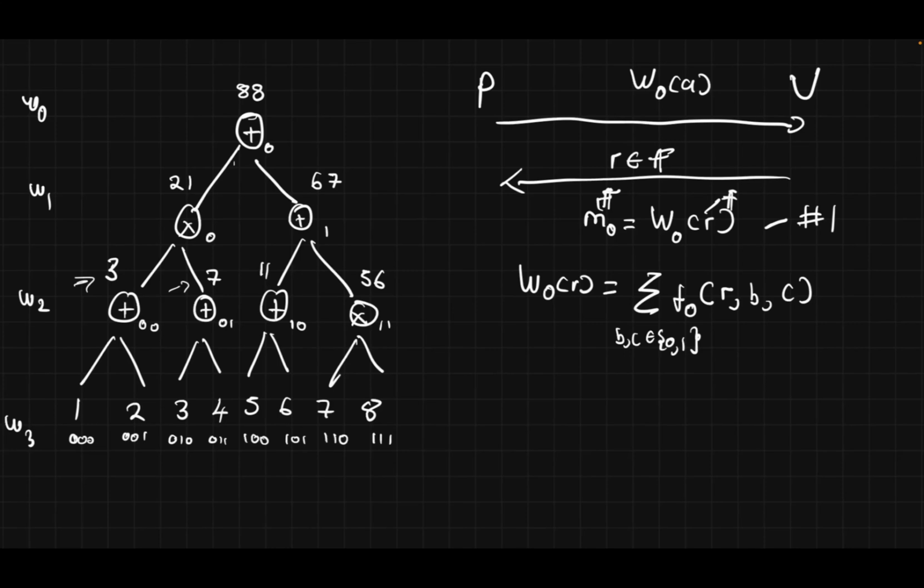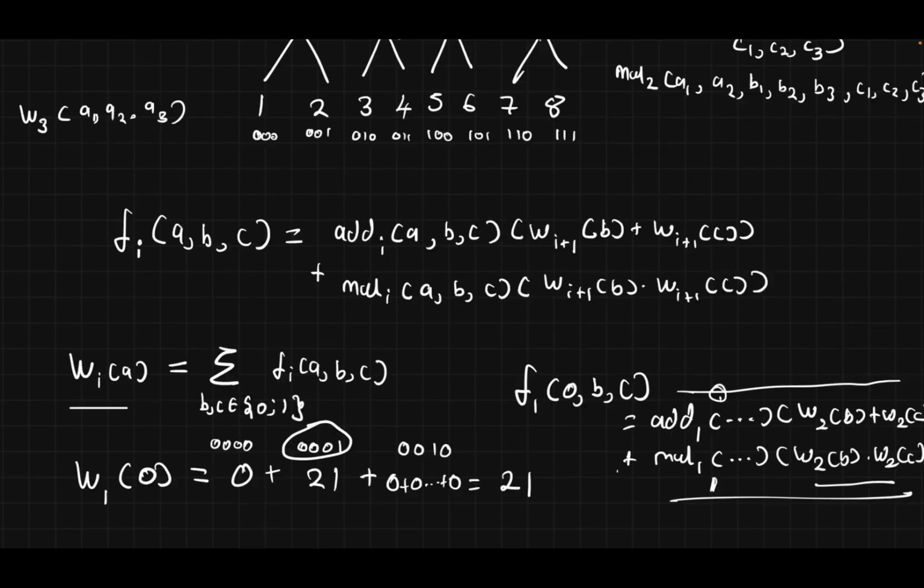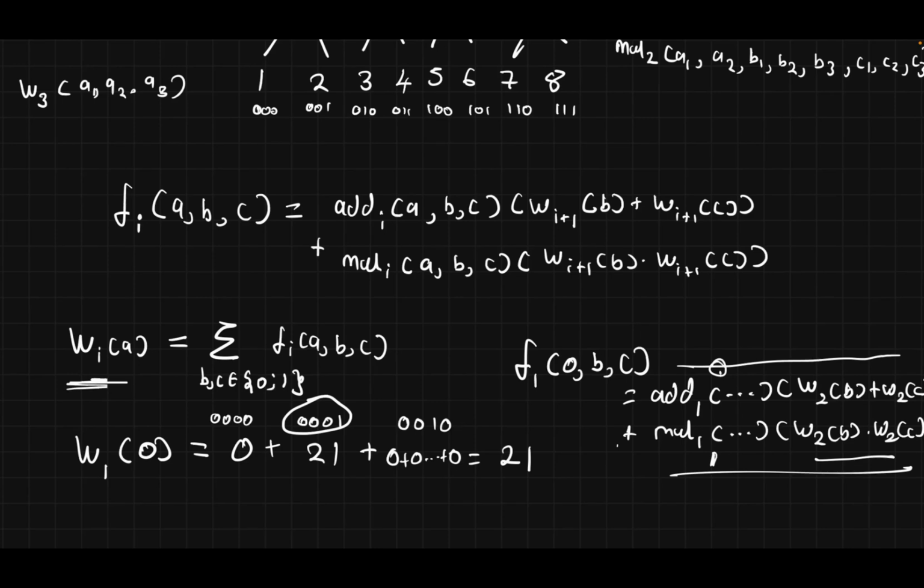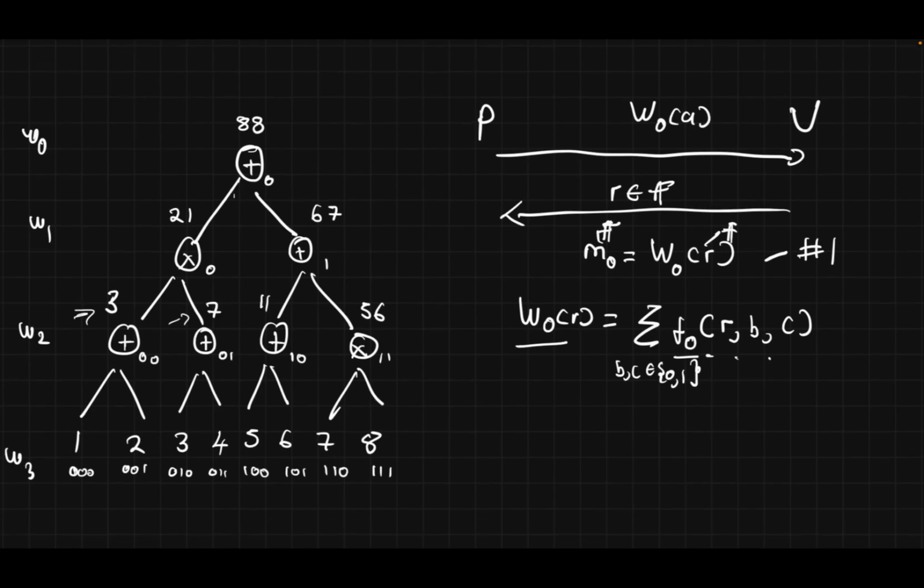Your question was answered now. Okay. So we evaluated W0 at R to get M0, right? But then we don't trust that. So we're going to get that same M0 another way using some check. So this W0 of R can be written as F0 at R, B, C, right? Because we said W i of any A is written as Fi. So we just replace A with R.